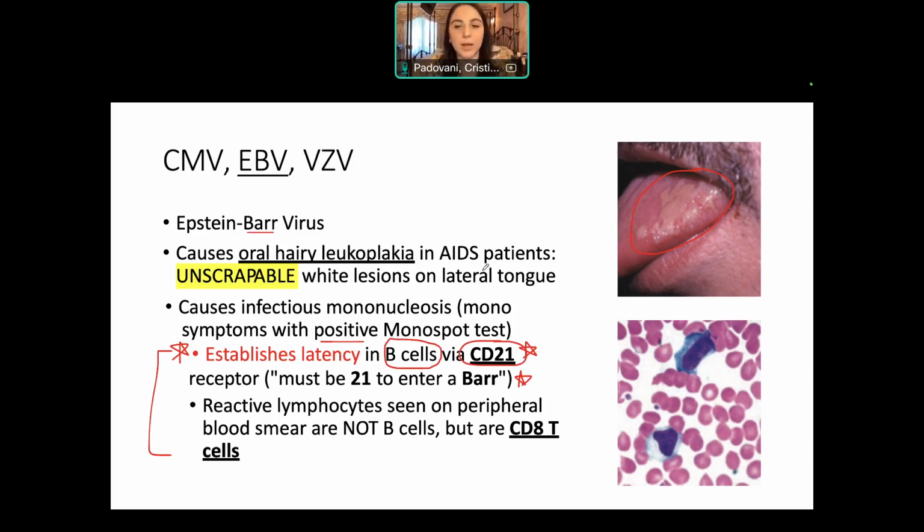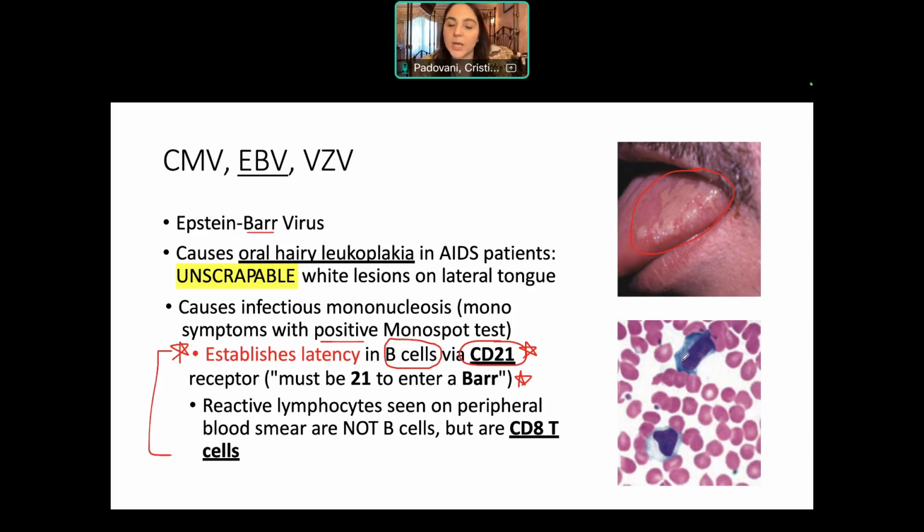So remember, it will evade the immune system by establishing latency in B cells using CD21. But then they'll show you a peripheral blood smear like this, and you'll see reactive lymphocytes. I talk about reactive lymphocytes on the peripheral blood smear in the histology lecture, which I think is lecture number 6.